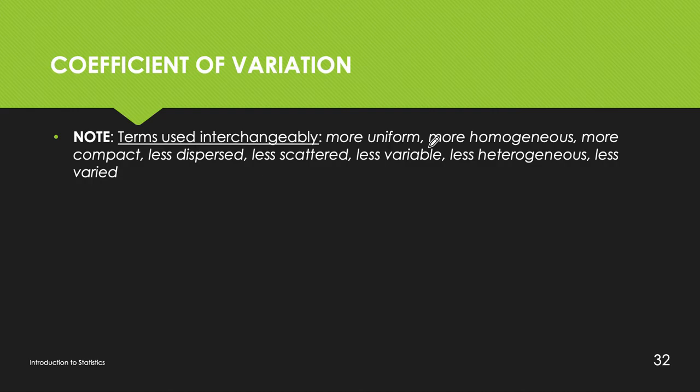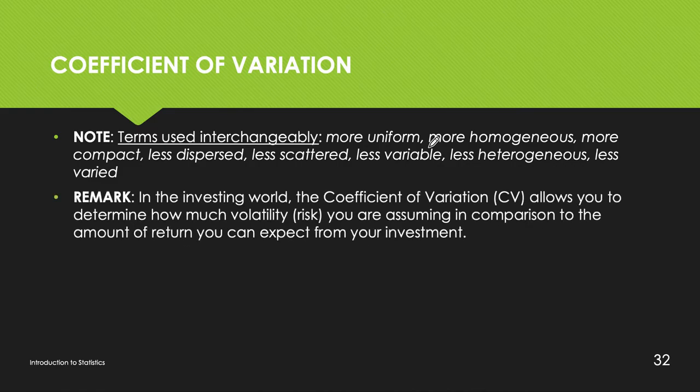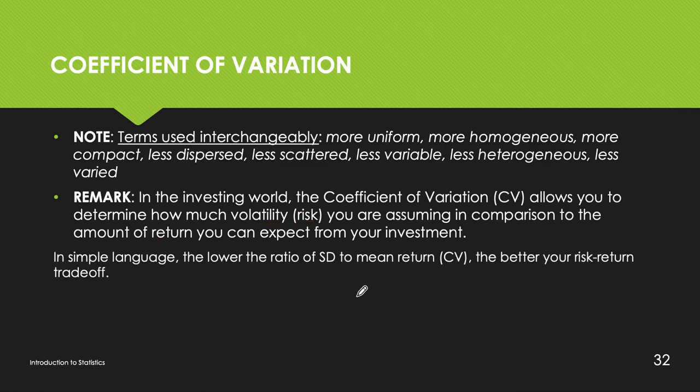Some remarks: in business statistics, in the investing world, the coefficient of variation allows you to determine how much volatility or risk you are assuming in comparison to the amount of return you can expect from your investment. Again, the CV allows you to determine how much risk or volatility you are assuming in comparison to the amount of return you can expect from your investment. So in simple language, the lower the ratio of SD to mean return, that is your CV, the better your risk-return trade-off is.